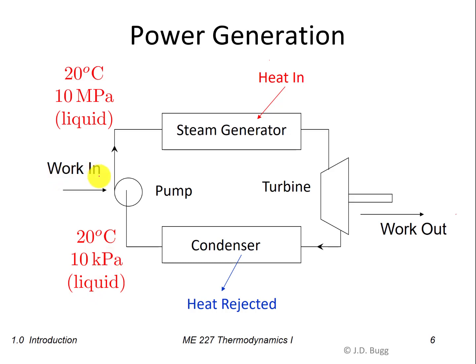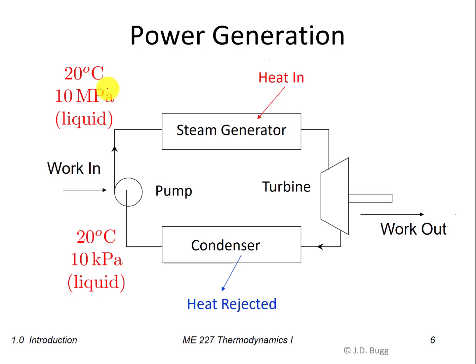So this work transfer has gone into increasing the pressure of this particular working substance, the water. It hasn't increased the temperature very much, but it's increased the pressure a lot. So you can start to see how we might be concerned with the relationship between an energy transfer and a change in properties that results from that energy transfer. So that's the link between the energy transformations or energy transfers and changes in properties of substances.